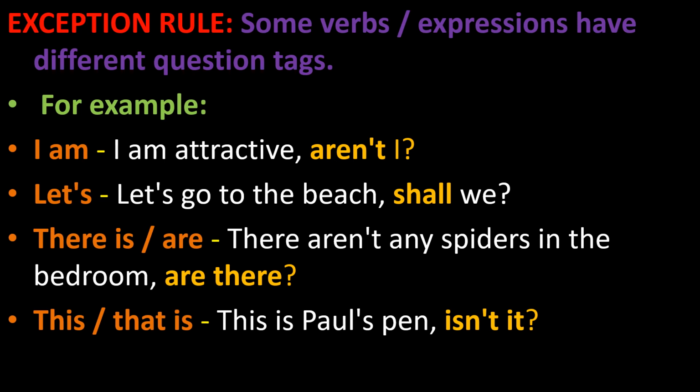If the sentence begins with there is or there are, look at the following example. There aren't any spiders in the bedroom. The question tag is are there? If the sentence begins with this is or that is: this is a pen, use the question tag isn't it? This is an exceptional rule for the grammatical section. Question tag.